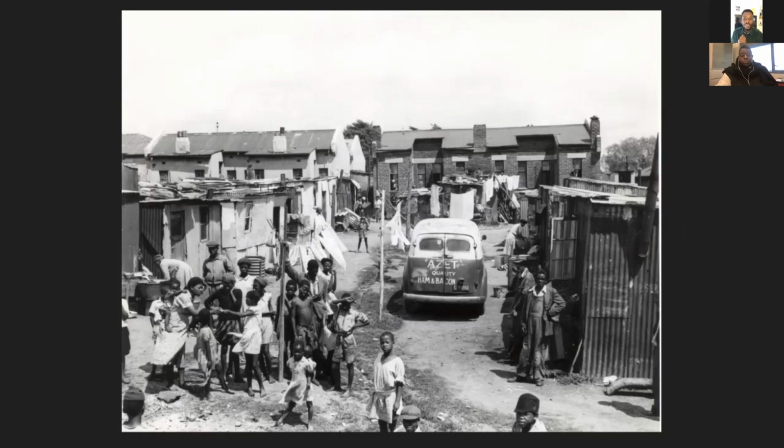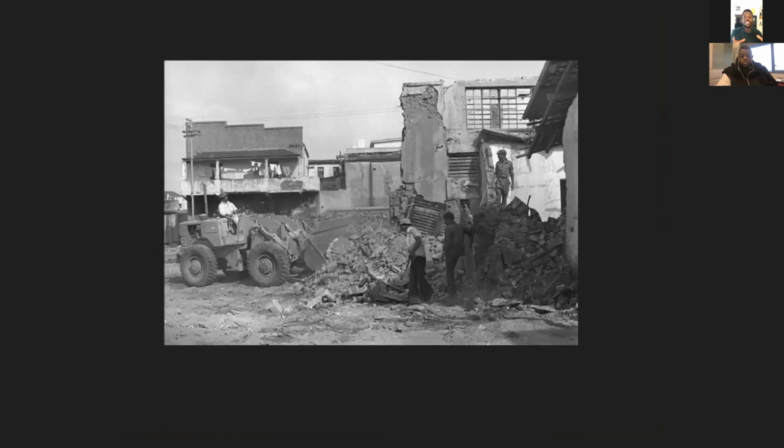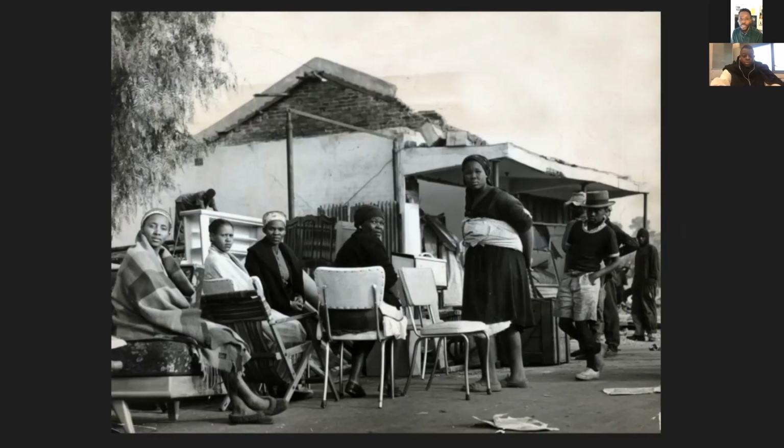So in 1955, the government sent bulldozers to go level this place down and resettle the people that were there to what can only be thought of as like these labor reserves. So Meadowlands came about. So the people that came from Sophia Town ended up being in Meadowlands, where I was born and raised.